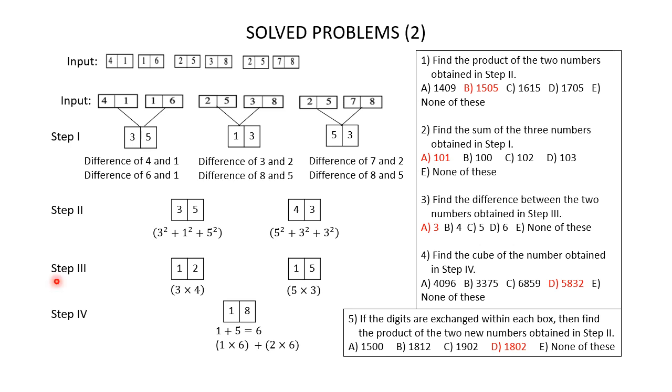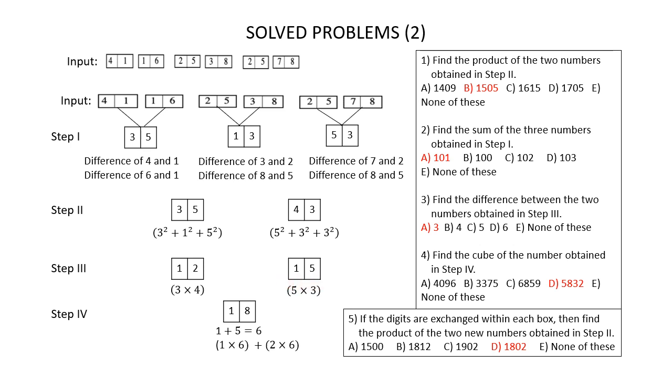Now let's find the numbers in step 3. Now according to the pattern, we know that the product of the first digits of the two numbers in step 2 gives the first number in step 3. The product of the second digit of the two numbers of step 2 gives the second number of step 3.